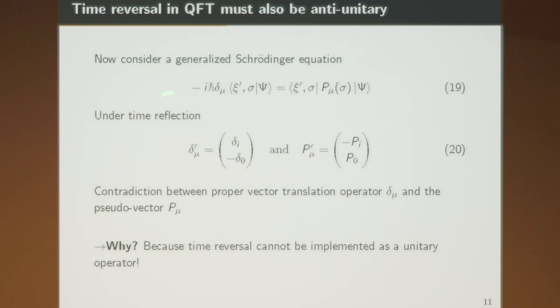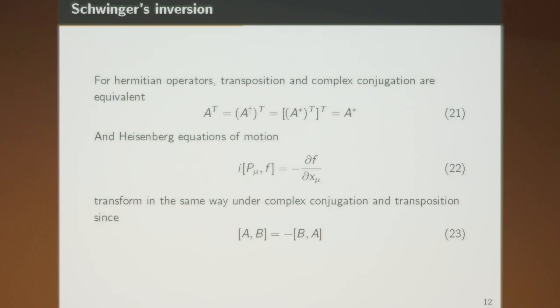The differential operator is going to pick up a minus sign on the 0 component, the time component, and the 4-momentum, like I said earlier, is only going to pick up a minus sign in the spatial component. So we have this contradiction, and it is again because time reversal can't be a unitary operation in the quantum theory. We need it to be anti-unitary. And Schwinger is going to do that. Instead of using complex conjugation, he's going to use transposition.